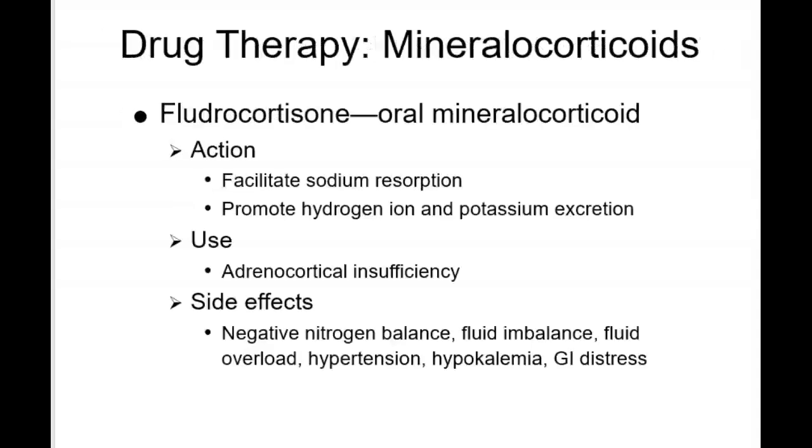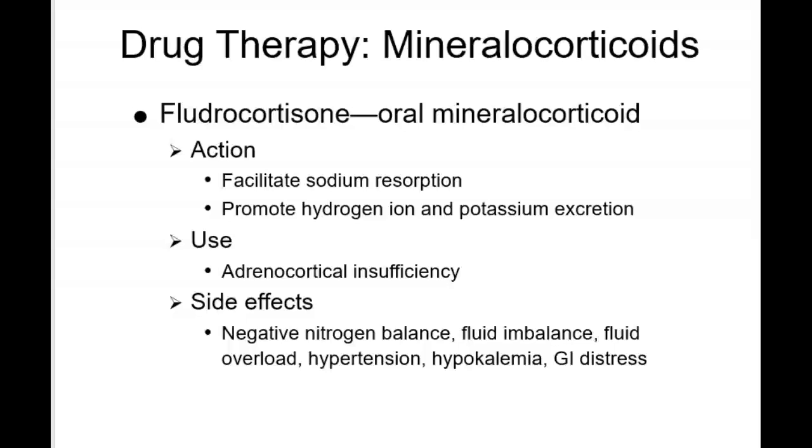Mineralocorticoids promote sodium retention and potassium and hydrogen excretion in the renal tubules. The primary mineralocorticoid is aldosterone, which is controlled by the renin-angiotensin-aldosterone system. Mineralocorticoids maintain fluid balance by promoting the reabsorption of sodium, so that the body holds on to sodium from the renal tubules. Sodium attracts water, which results in water retention also. With sodium reabsorption, potassium is lost and hypokalemia can occur. Fludrocortisone is your prototype oral mineralocorticoid. It can be given with a glucocorticoid.